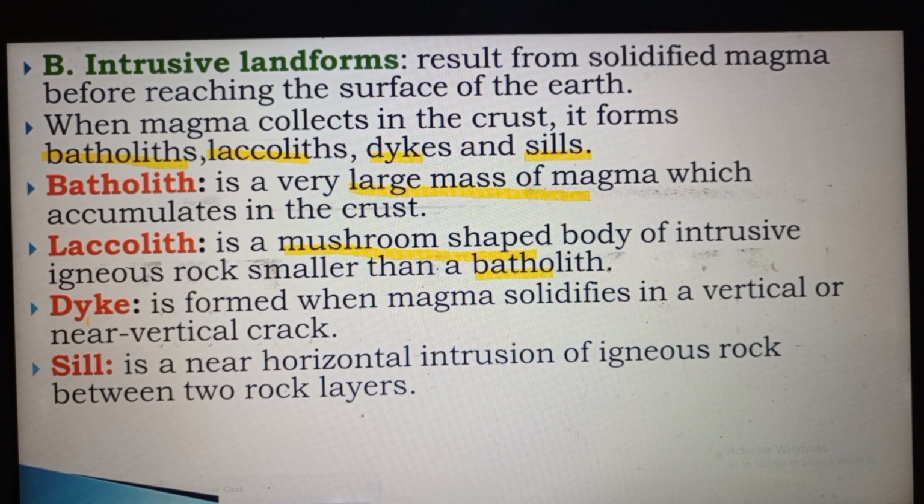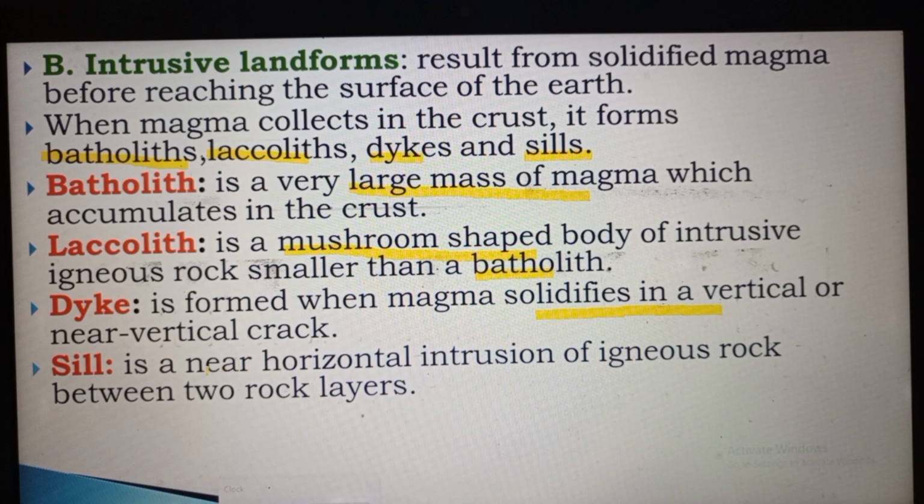Another one is dike, and a dike is formed when magma solidifies in a vertical or near vertical crack. So the first two are identified by their mass, and the third and the fourth are identified by their direction. If magma solidifies in a vertical or near vertical crack, it is known as a dike. But a sill is near horizontal.